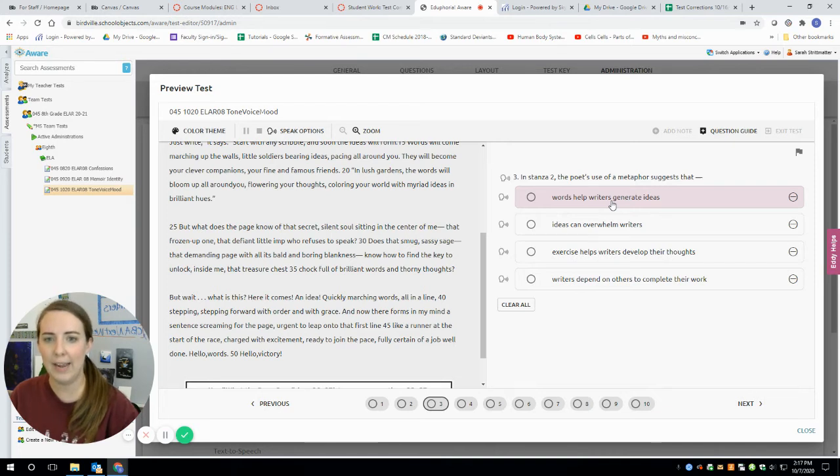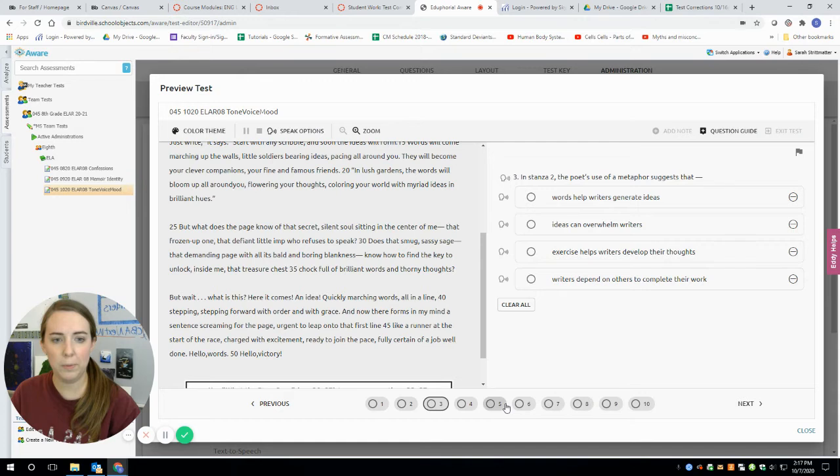But the reason the best answer is A is going to be hidden in that metaphor that they were asking about. They're saying, can that page find the key to unlock the brilliant words and thorny thoughts? So it's this idea that when we write words, they can actually help unlock these other words inside of us. It's like a domino effect. The more we write, the more words will come out. So here we go. For number 3, A is the best answer because the metaphor talks about unlocking words.